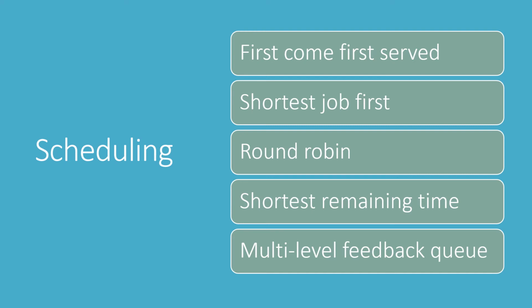The 5 methods: first come, first served, shortest job first, round robin, shortest remaining time, and multi-level feedback queue. That final one is the way that modern scheduling software would probably work, but let's very briefly look at those 5 methods of scheduling. So remember, the job of scheduling is to allocate processor time to the different jobs that need to be done.